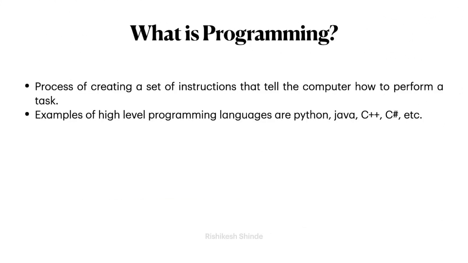Now moving ahead, let's understand what programming is. Programming is basically a process of creating a set of instructions. So we create a set of instructions that tell the computer how to perform tasks. If we have data and we have to perform some task on that data, then we have to give some instructions to the computer so that it can perform the actions on that data. That process of instructing the computer is known as programming.